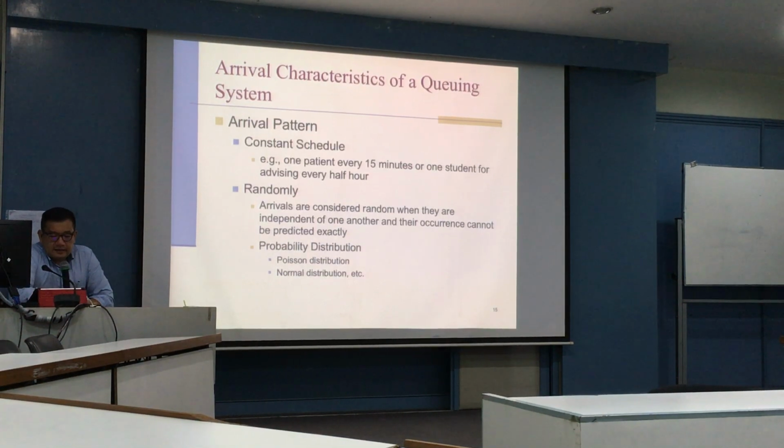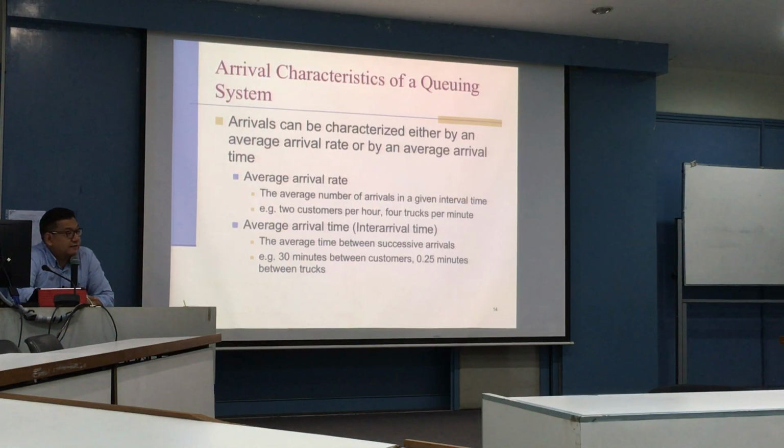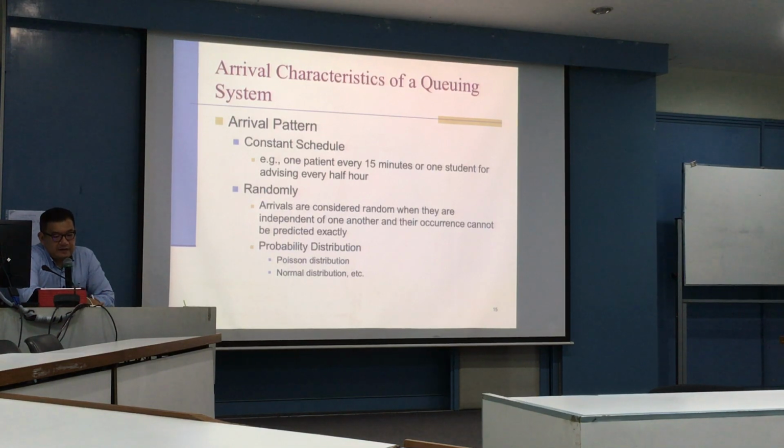The next arrival characteristic is the arrival pattern. We have constant and random patterns. A constant pattern means that the time between every customer arriving to the system is equal. But don't confuse it with the inter-arrival time, because inter-arrival time is an average time between two customers arriving to the system. For a constant arrival pattern, it means the time between every customer is exactly the same.